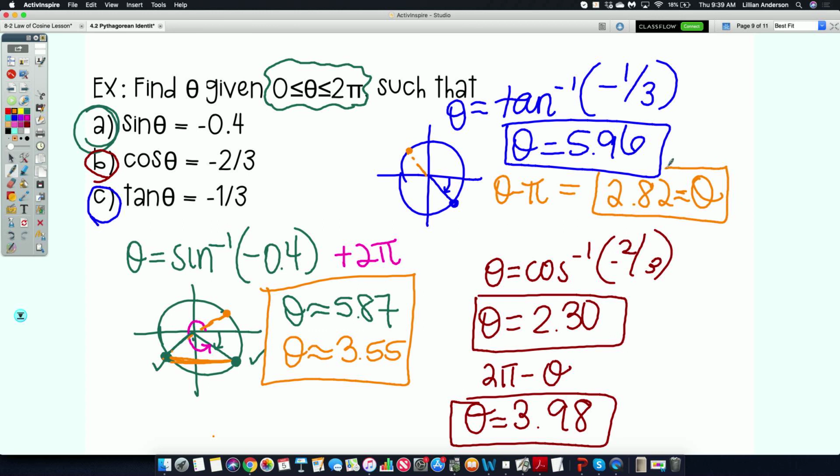Making sure you're aware of where your quadrants are positive and negative is going to assist you when you're trying to find your angles between 0 and 2 pi, 0 and 360, using your calculator. Non-calculator is a lot easier because, like I said, you're pretty much just looking at your unit circle and determining, okay, where do sine and cosine share the same value, okay?